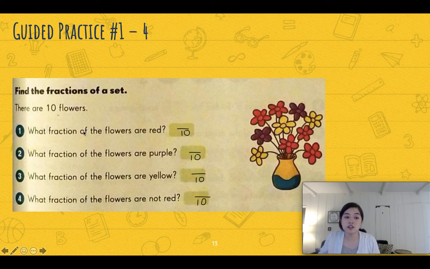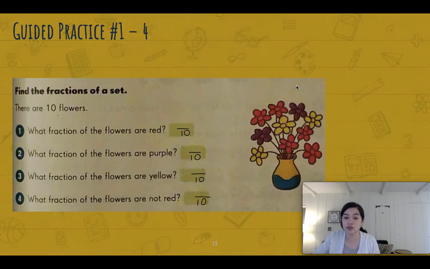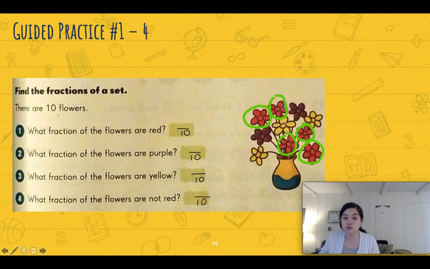Now, let's look at number 1. What fraction of the flowers are red? Okay, so red is a specified part, so I'm going to find the red ones. Here they are. That's 1, 2, 3, 4, 5. So 5/10 of the flowers are red.